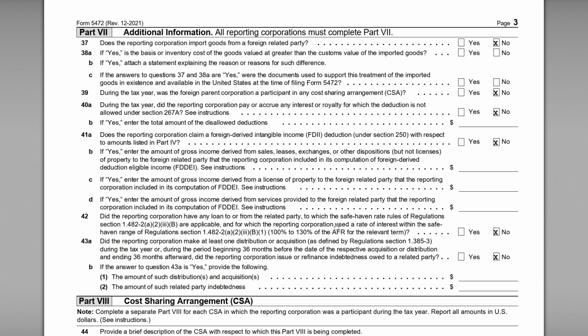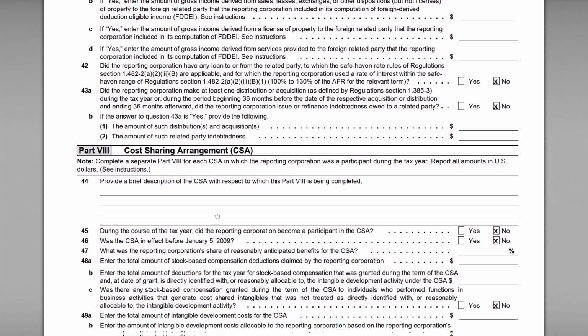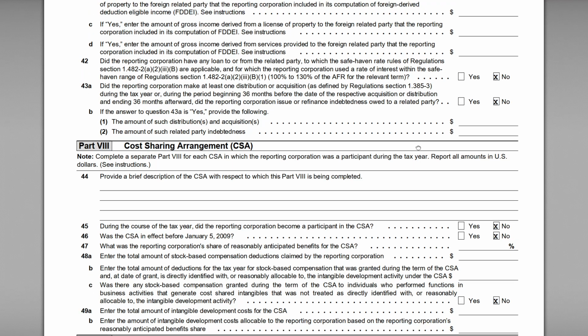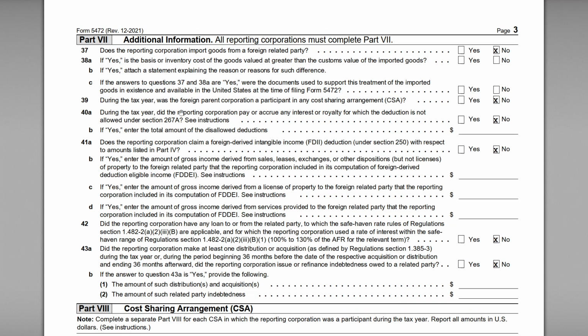Now, part 7 here, additional information, and then part 8. Recall that part 8, these are the cost sharing arrangements here. Remember, we don't have any in this fact pattern, so we just answered no. Part 8, most of these are no, well, all these are no in this case, and that's the case with most companies. Right, so obviously just answer yes or no depending on your circumstances, right?